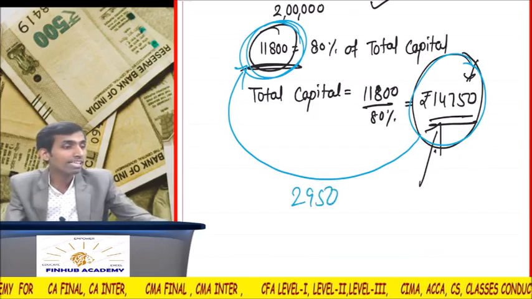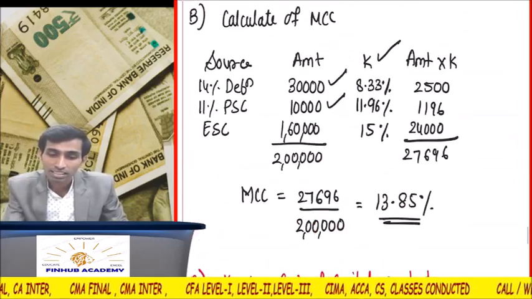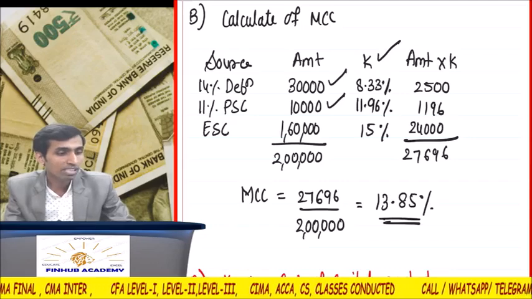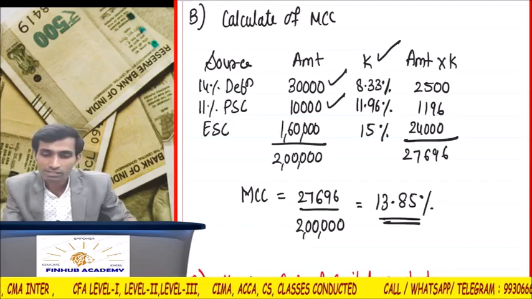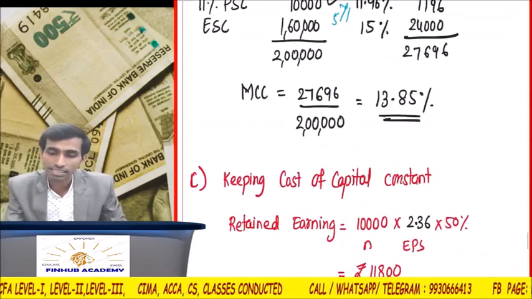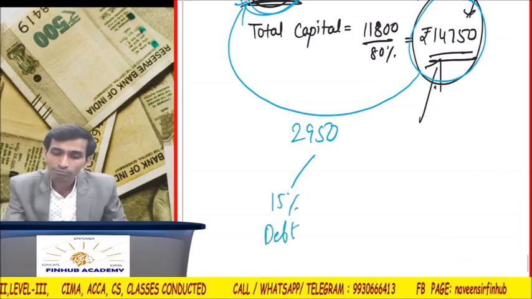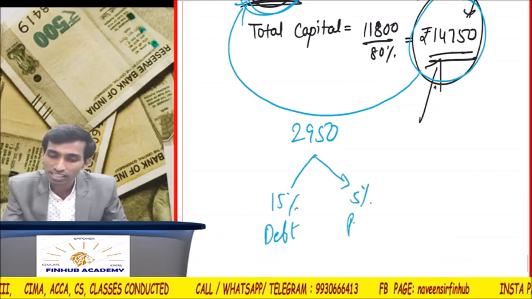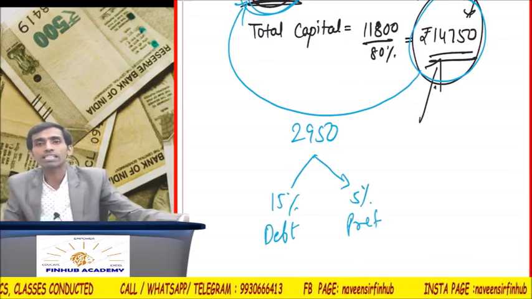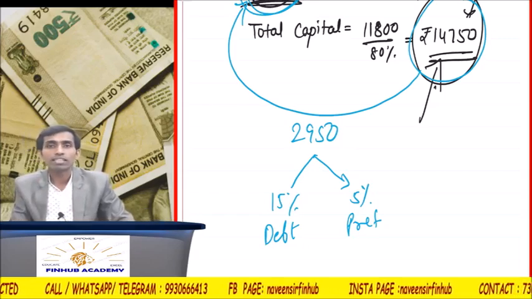2,950. What was the weight previously of the preference and debt? Please check. 30 divided by 200, it's 15%. And this is 5%. Preference is 5%. So 15% will come from debt and 5% will come from preference share. There is no requirement to issue equity share. Is it clear? Understood. And your cost will also be constant. Understood now?